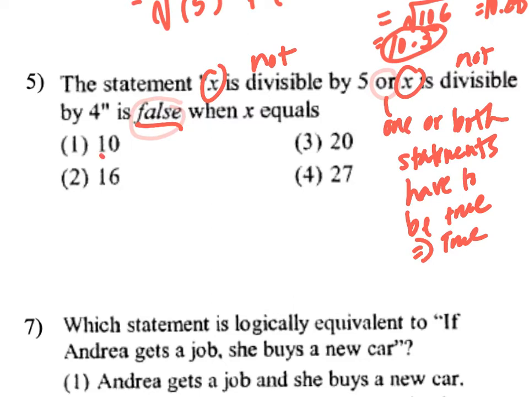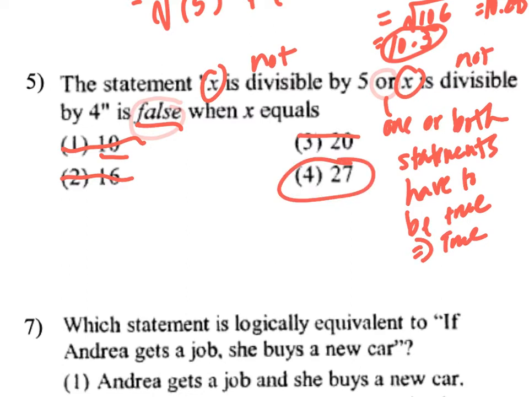I have the number 10. When I think about 10, is 10 divisible by 5? Yeah, 5 goes into 10 2 times, so I know that 10 is not my answer choice. Number 2. Is 16 divisible by 5? No, it's not divisible by 5. But when I think about whether or not 16 is divisible by 4, I know that 4 goes into 16 4 times, so I know that 16 is not my answer choice either. Number 3, 20. Is 20 divisible by 5? Yeah, it goes in 4 times. And turns out 20 is also divisible by 4. It goes in 5 times, so 20 is not going to be my answer either.